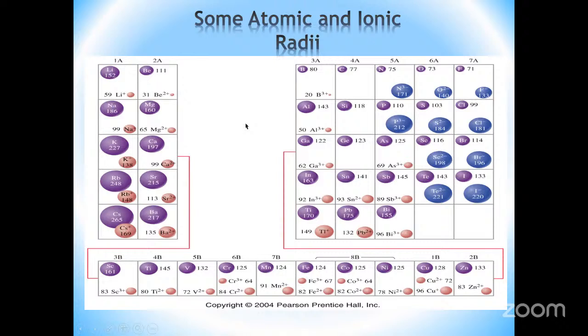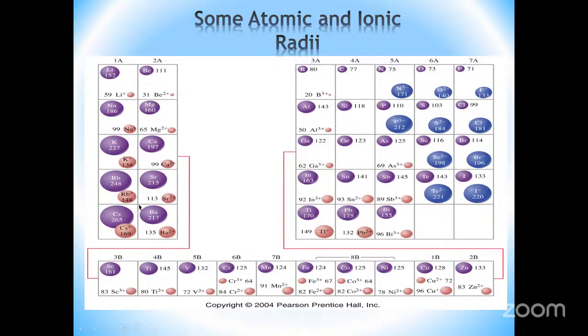The other trend that we discussed is that as you go down any group, the atomic size increases. You can see that, for example, in group 1A. You have 152 picometers for lithium, and then it increases to 186 in the case of sodium, and it continues until you get to cesium, which is 265. So that is another observation that you can see in this chart.